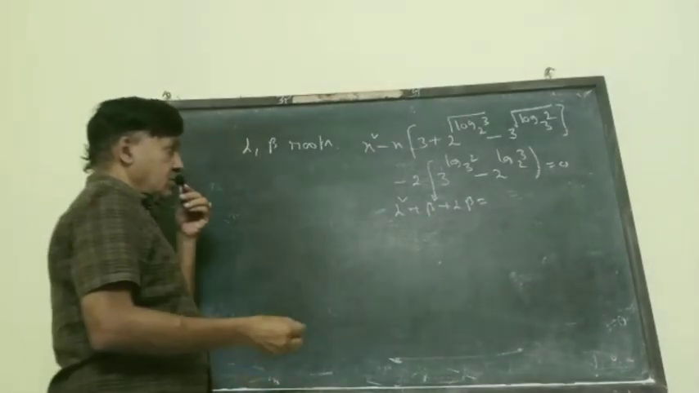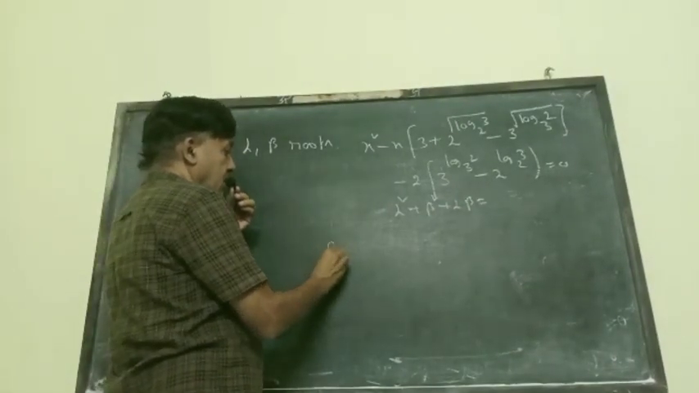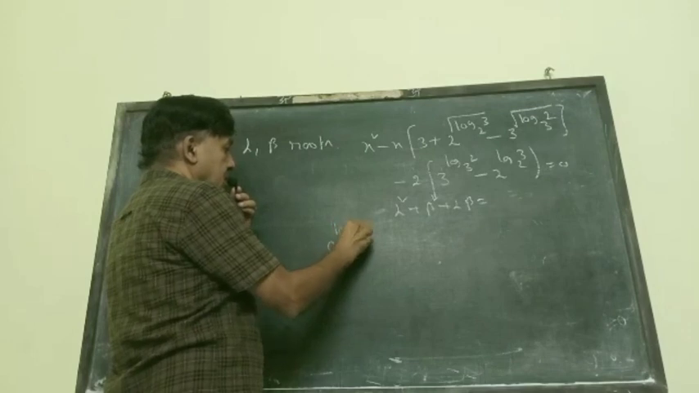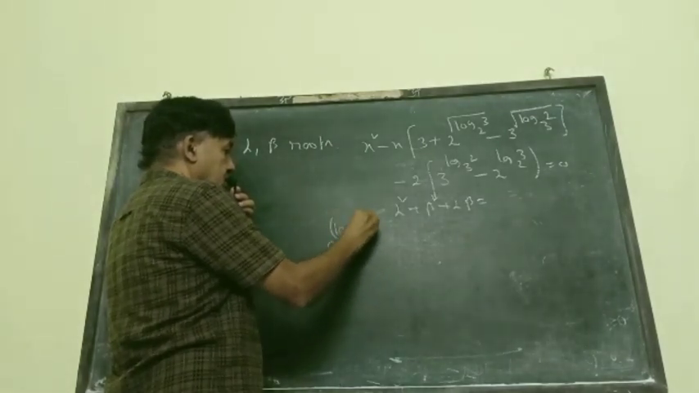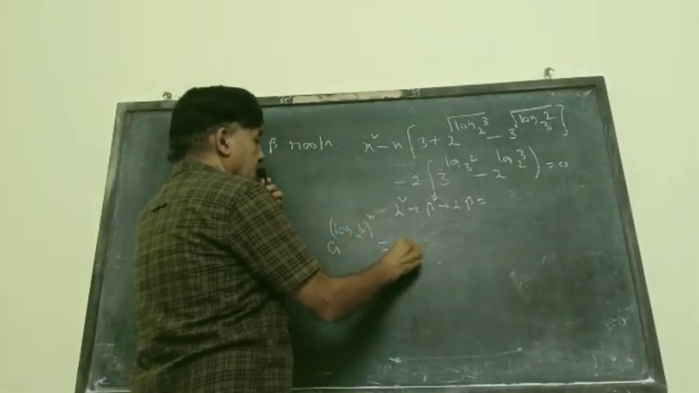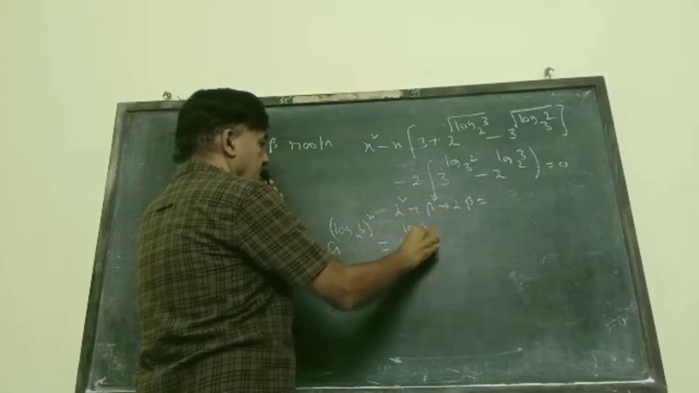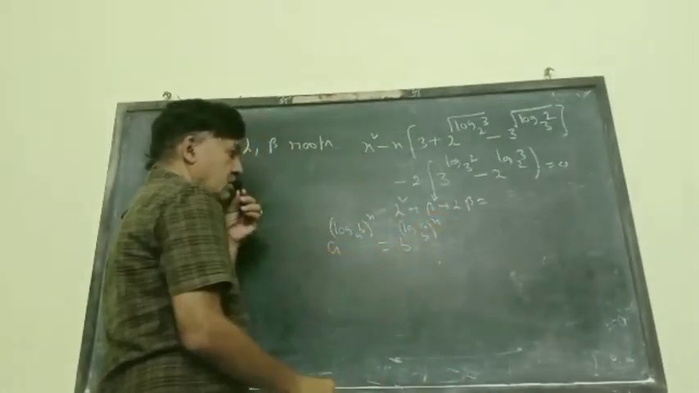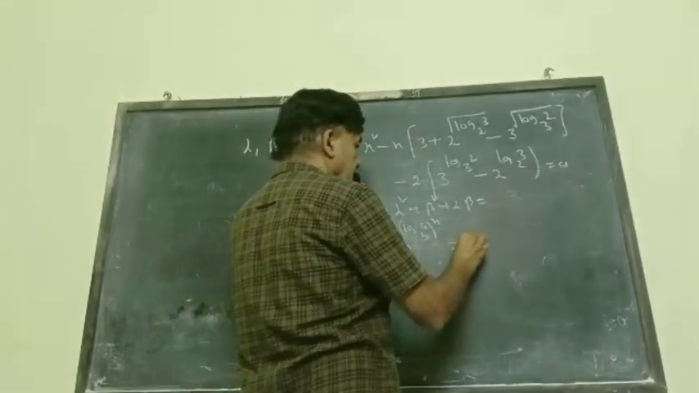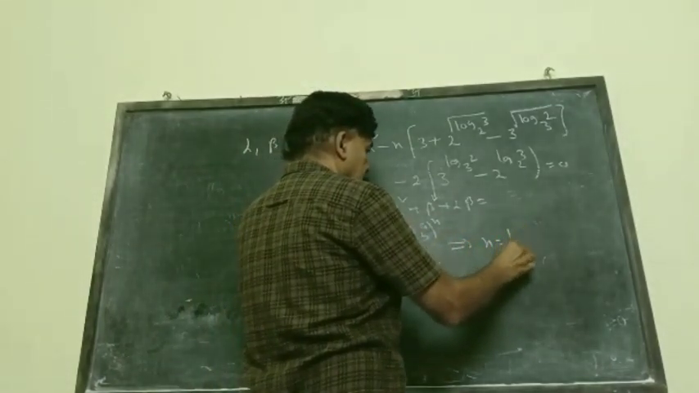See, just now I proved one result. A power log B to base A whole power x is equal to B power log A to base B whole power x implies x is equal to 1 by 2.